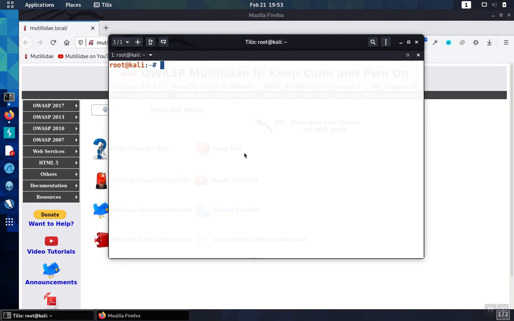SSLScan can interact with a web server and find out which ciphers the server is running. It also can indicate which ciphers are weak or strong and advise us on which ciphers we should have configured on our web server.